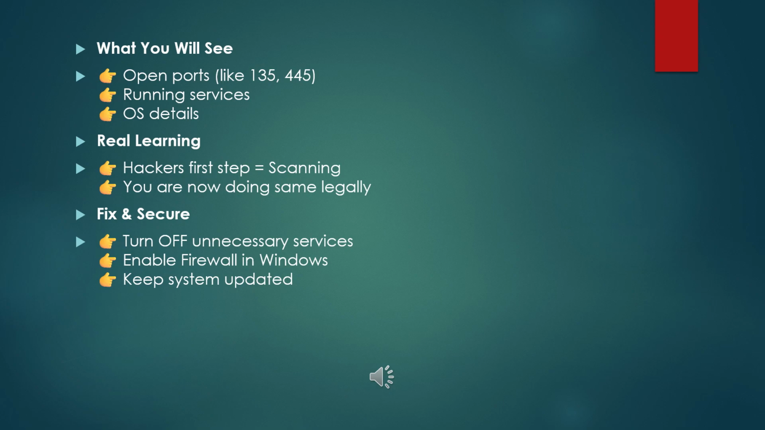Next, we see running services. This tells us what applications or services are active behind those ports, like web servers, file sharing services, or remote access tools. This is very important because attackers don't just attack randomly, they target specific services. Then comes OS details. Sometimes the scan can even identify the operating system, like Windows 10, and its version. If the OS is outdated, it increases the risk of vulnerabilities.